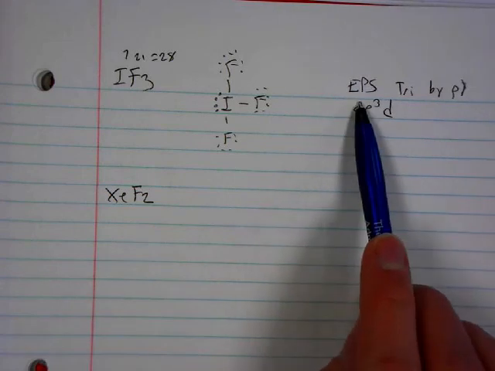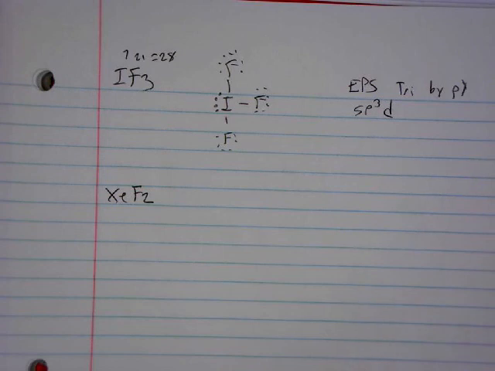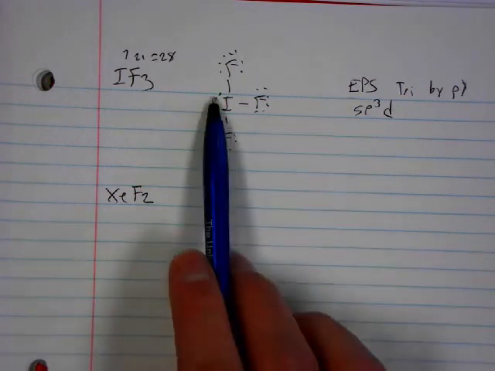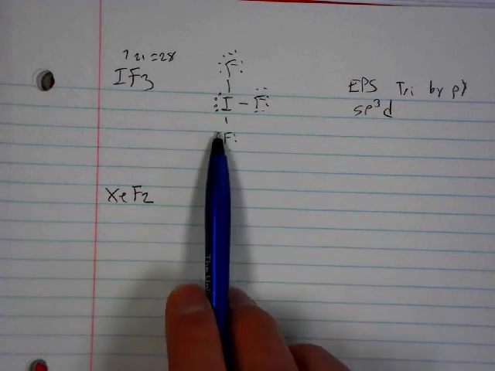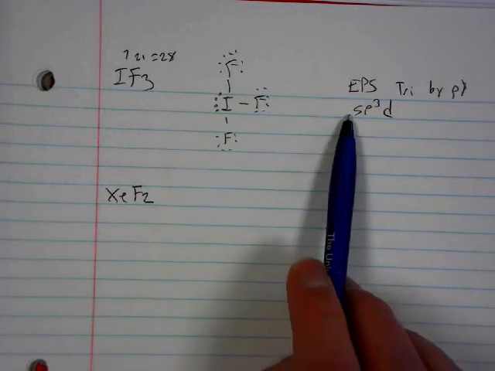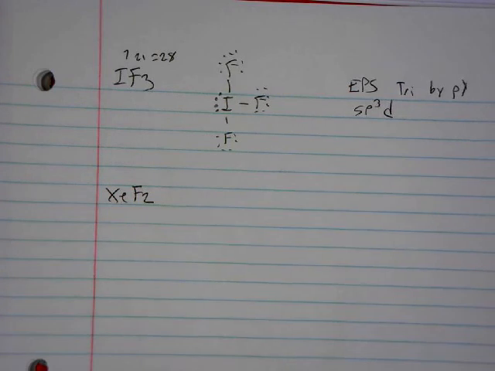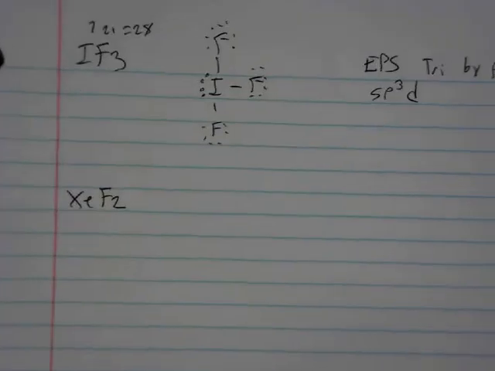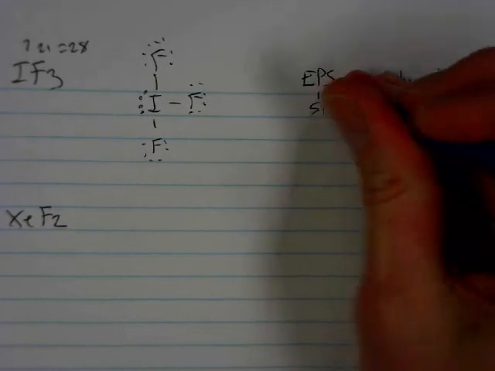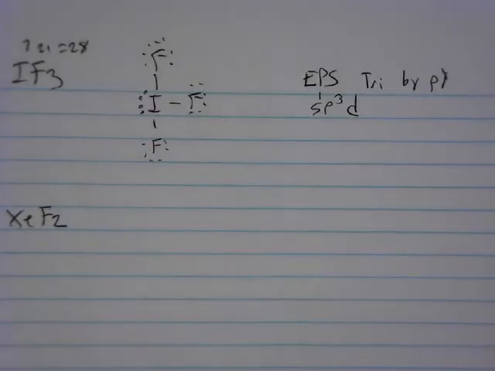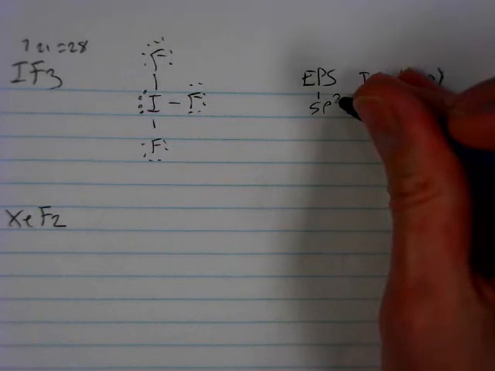Wait, how did you get the d? I have 1, 2, 3, 4, 5 sites. How do you do the hybridization? So there's one s. You don't really need to know that. You just have to know that there are 5 sites. There's 1 possible s, 3 possible p's. After that, I've got to go to my d's.